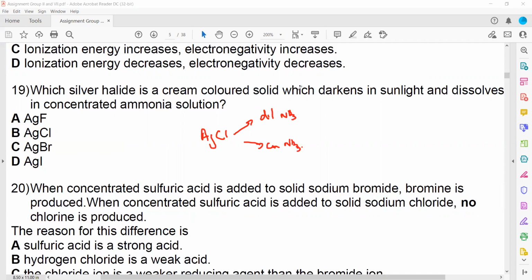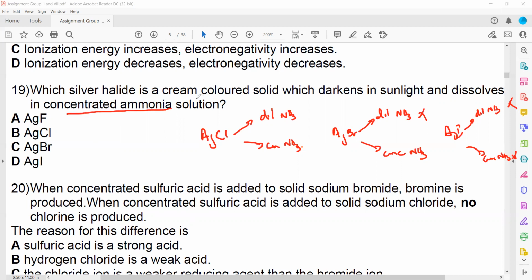And all these halides turn dark when exposed to sunlight, as silver is formed. If it is AgBr and we have dilute ammonia solution, it won't dissolve, but in concentrated ammonia, it will dissolve. And silver iodide, whether dilute or concentrated ammonia, is insoluble and does not dissolve. So they give you the hint, dissolves in concentrated solution and is a cream colored precipitate. So that's why C is the right answer.